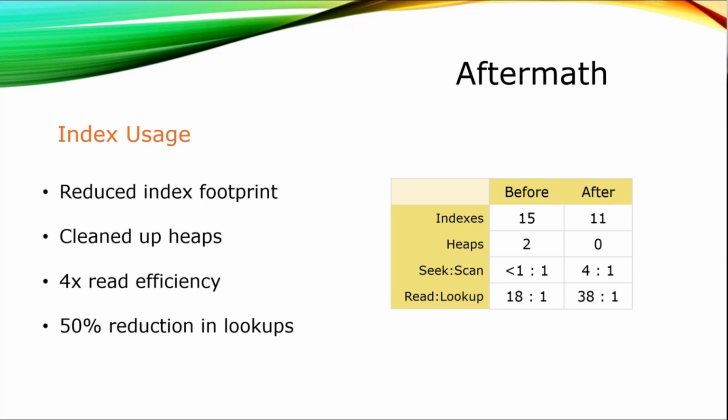So we managed to reduce our index footprint. Our indexes dropped by 4. That's not huge, but when we're dealing with 5 tables I changed, 4 is pretty good. We cleaned up some heaps. The crew table and the person table were both heaps, no clustered indexes. We went ahead and found a good clustered index for it. Our seek to scan ratio is 4 times more effective, where our indexes are usually being seeked on instead of resulting in some sort of scan.